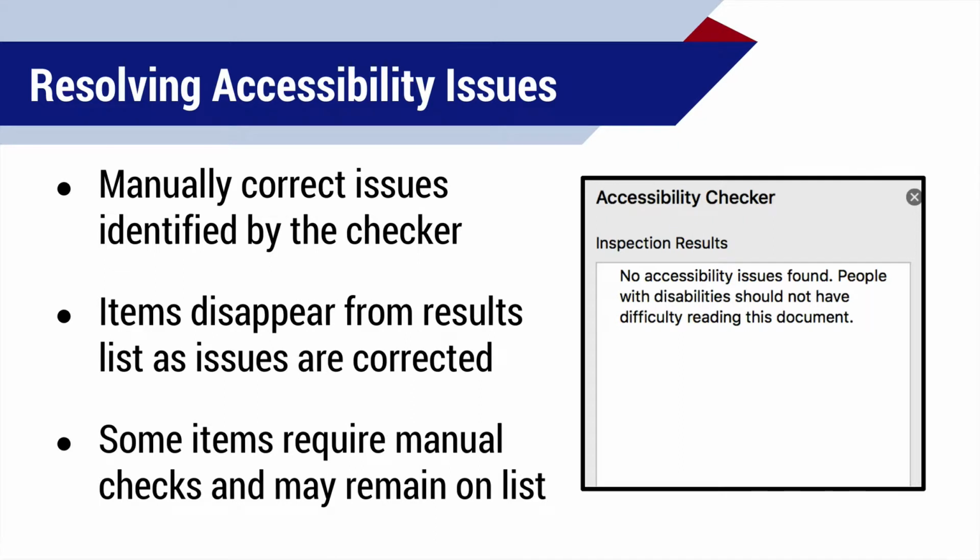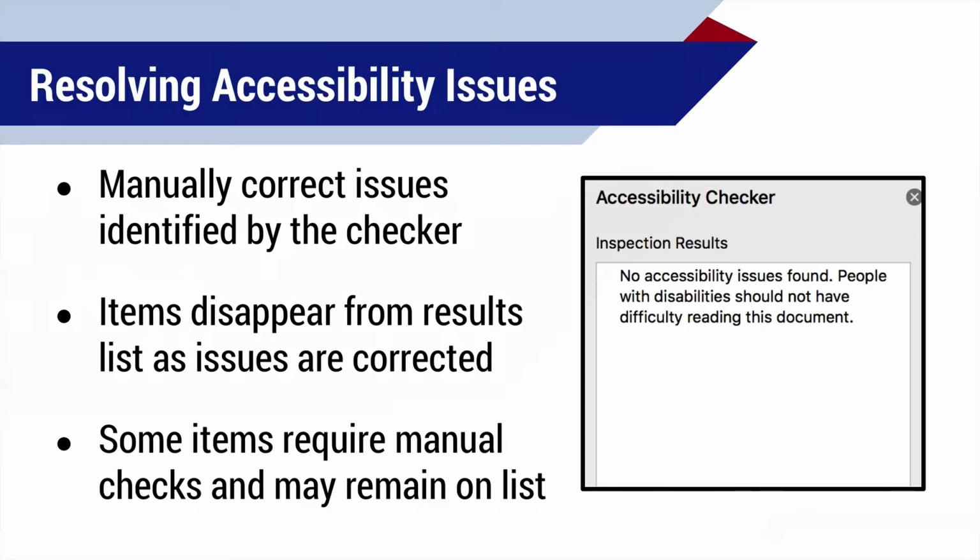Be aware, though, that there may be some issues that you won't be able to remove from the list. For example, reading order for tables is a common issue to see in your checker results. You'll need to manually tab through the table cells to ensure that the reading order is correct. But there's no way to mark this manual check as complete. So, once you've completed a manual check, you'll just need to ignore the warning in the accessibility checker for that item.